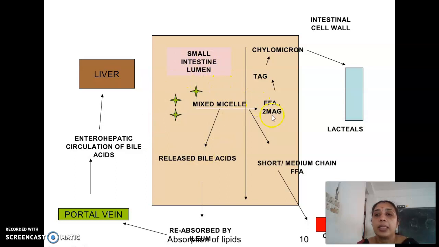Okay. Right. Other than that, a small amount of short chain and medium chain fatty acids can directly enter into the capillaries, because they are very small chains and can be made miscible.